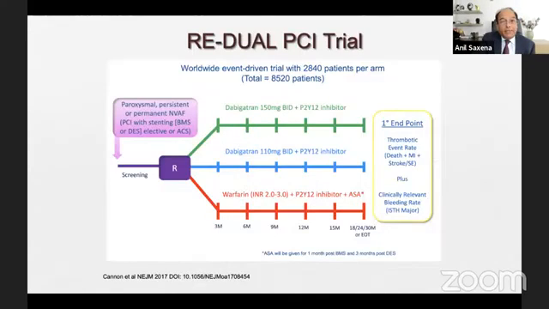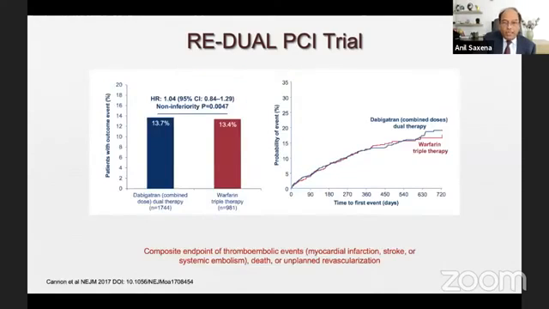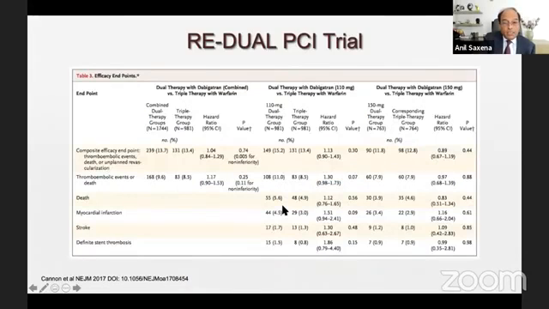The other trial, like RE-DUAL PCI, again 3 arms, 2 using dabigatran, 1 using warfarin, and they also showed the same thing, that bleeding is much less, and that non-inferiority was achieved. Here it looks likely that non-inferiority was statistically okay, and you can believe this. But if you look at the confidence intervals again, for example, my intervention colleagues may be interested in stent thrombosis. So you must look at these tables in detail.